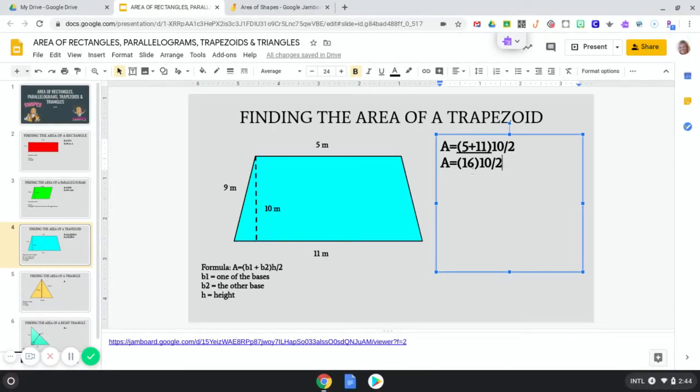So I'm just rewriting everything after I do a step. So my next step here is to multiply 16 times 10. And that is 160. And then my last step was to divide by 2. So area is 80 meters squared. And again, I can't do the squared. So that's how you find the area of a trapezoid. Remember, your height is what is inside of the shape. It runs from one base to another base. It is what connects the bases.